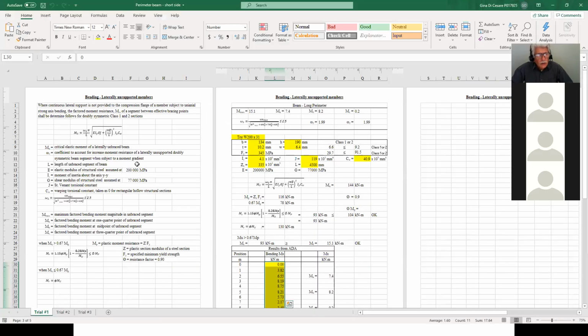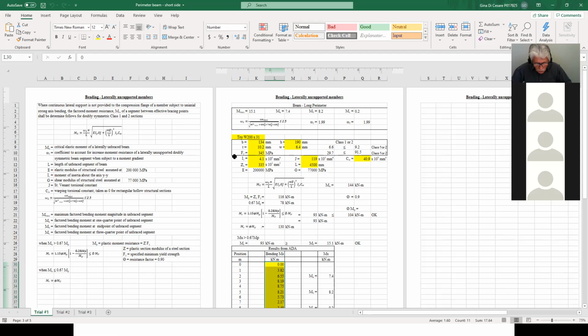So I sent you this one here, right? Whereby I tried the W200 by 31. Is that what I asked you to try as a trial section for the perimeter beam? Did I tell you what to put for the perimeter beam as a trial section? The trial, yeah, you did the last one. It was 200 by 15.